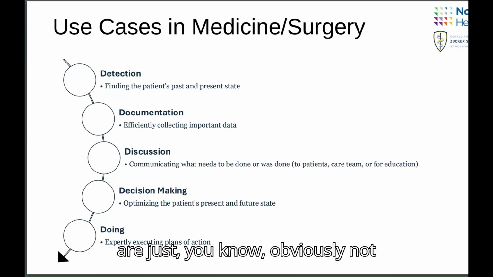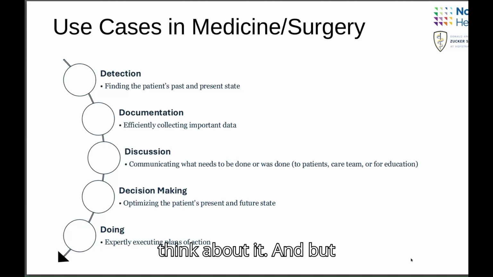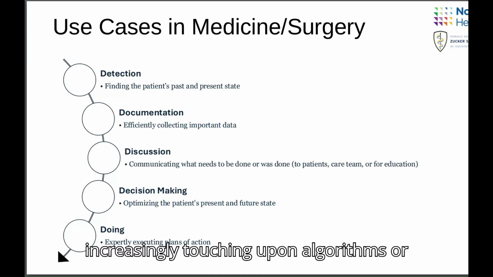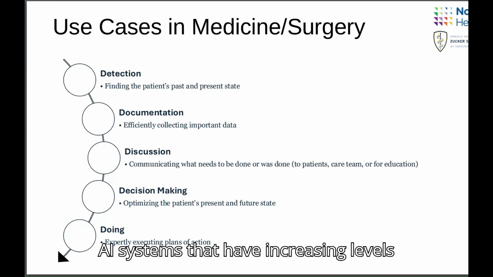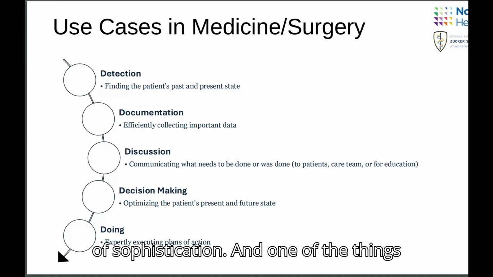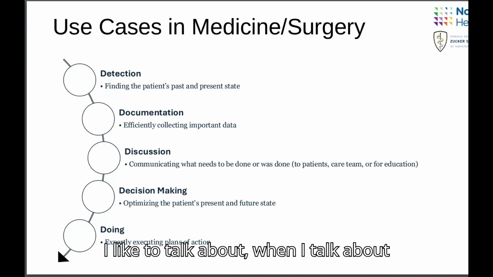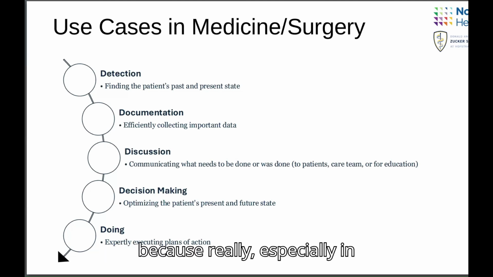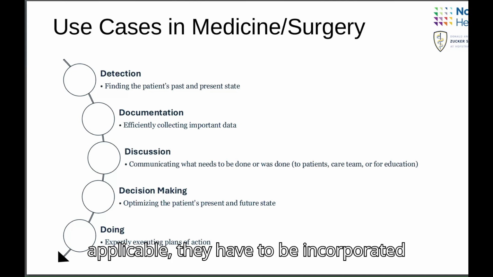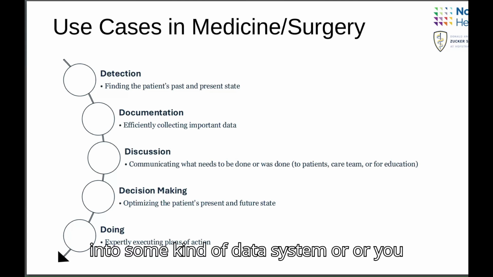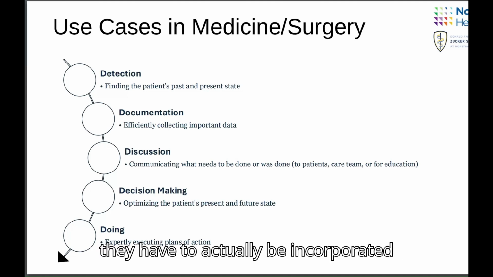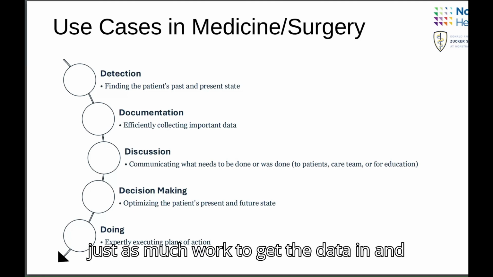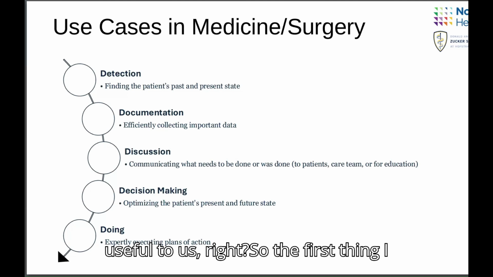These are obviously not comprehensive, just the ways I think about it. One thing you might notice is that as we go down, we're increasingly touching upon AI systems with increasing levels of sophistication. When I talk about AI, I like to think about them as systems, because especially in healthcare, for them to be applicable, they have to be incorporated into some kind of data system or work with your EMR. Otherwise, if it's isolated by itself and takes just as much work to get the data in and out, they're not useful to us, right?